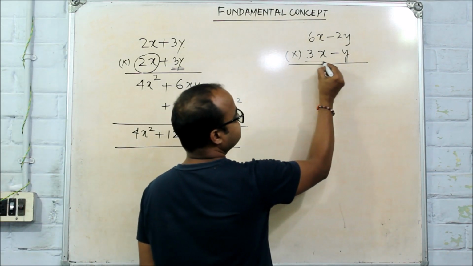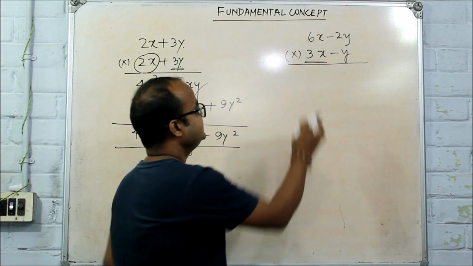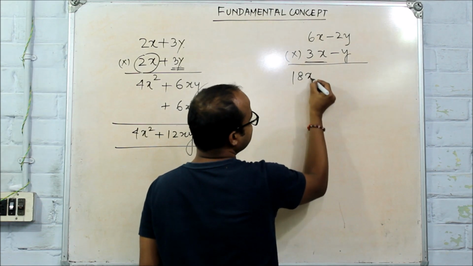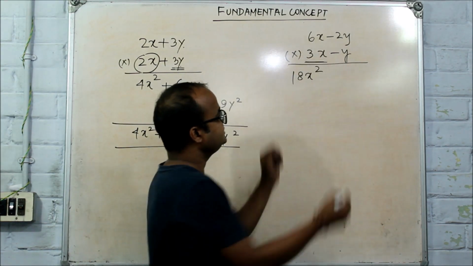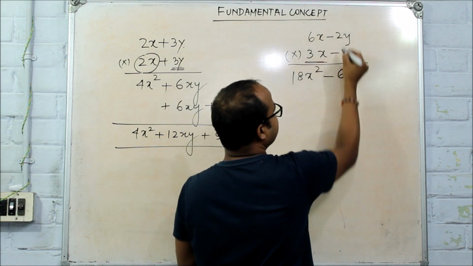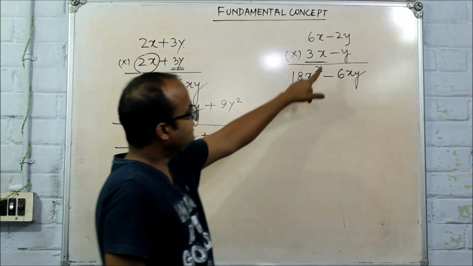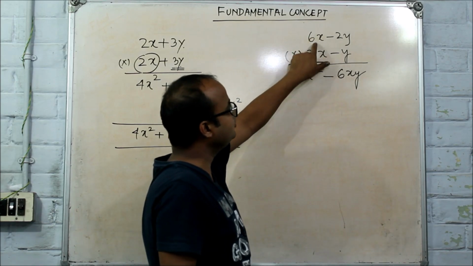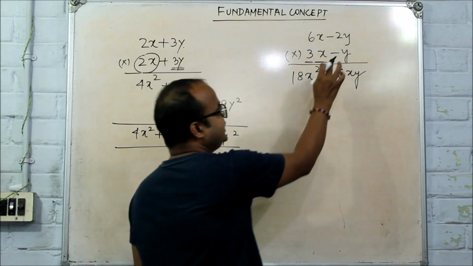First, you take 3x multiplied by 6x. 3 sixes are 18, x into x, x square, plus 3 into 2y, x into y, 6xy. Now we move to the next term. See, 3x will multiply with both 6x and 2y. So our first part is over. Then we move to the next term.